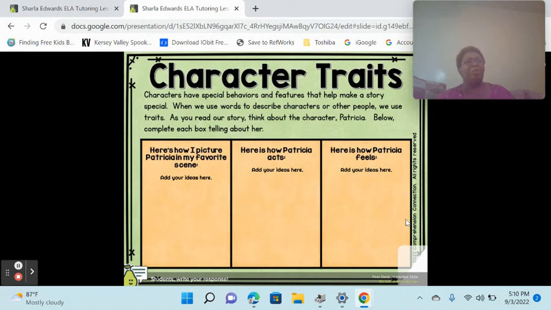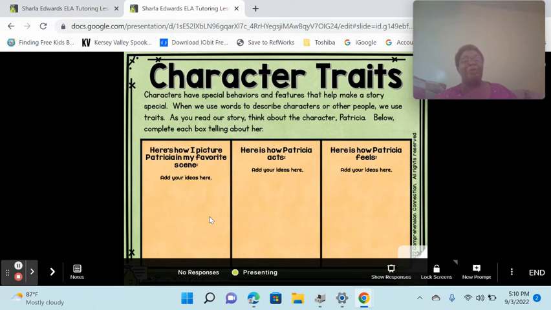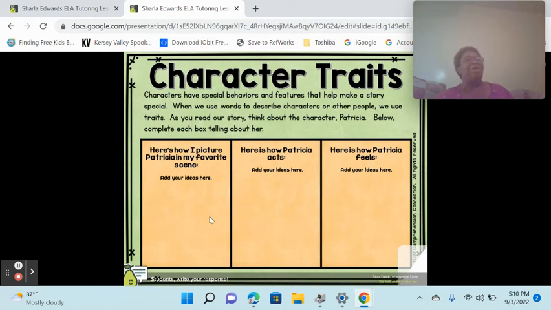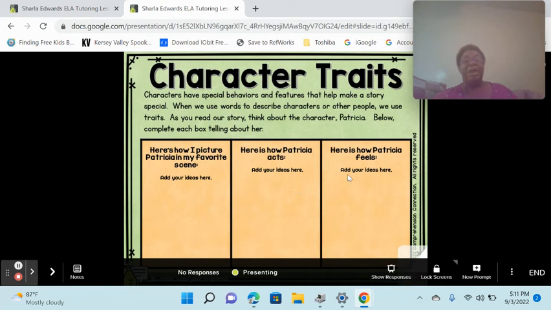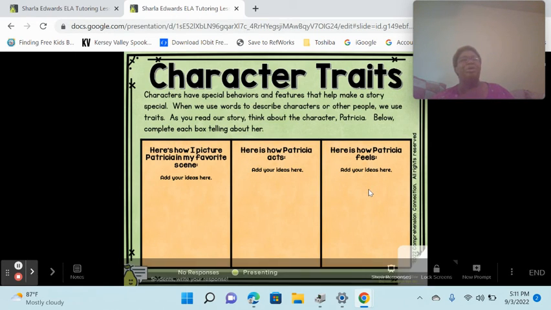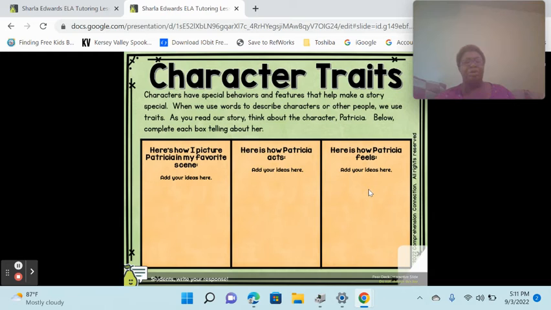We talked about the vocabulary in the story. What I would like to do now is go through and talk about the character traits. We need to talk about Patricia and Patricia being afraid of the storm. Here, I want you to draw a picture of your favorite scene. And everything that you'll be able to do, you can do it on your screen, and it will come directly to me, and I will be able to look at it. Here we're going to put how Patricia acts, and here how Patricia feels. And I want you to tell me all of the things that you remember about the story, from your favorite part and how Patricia acts and how Patricia is feeling.